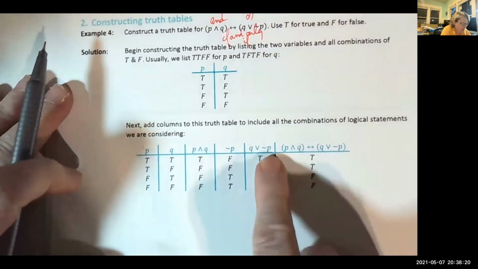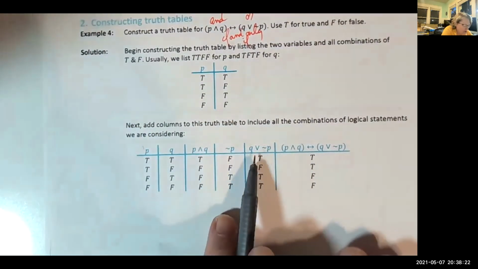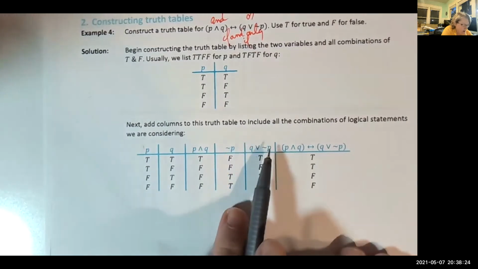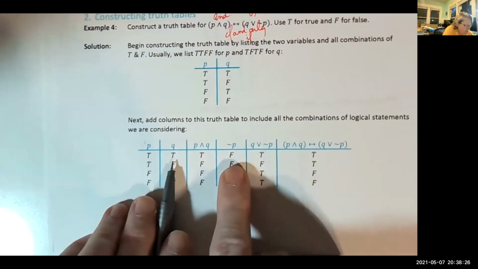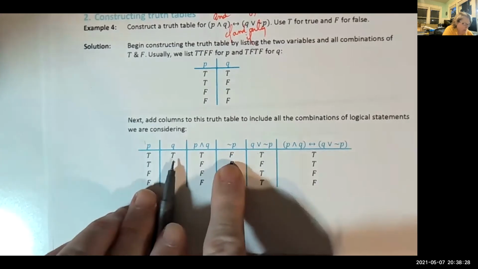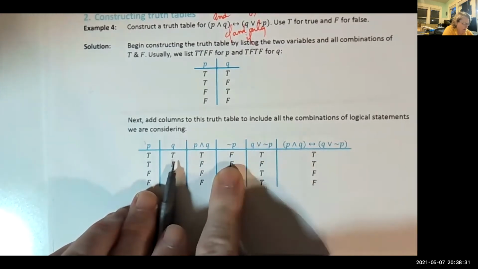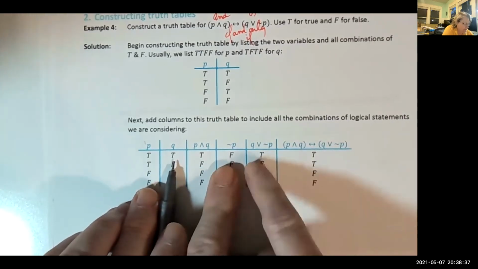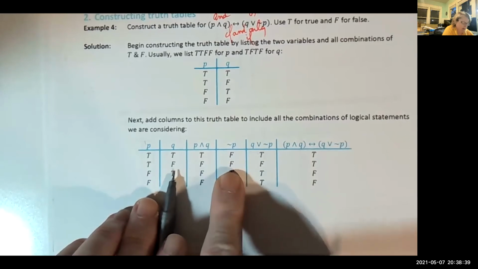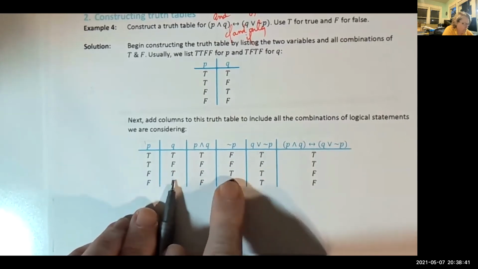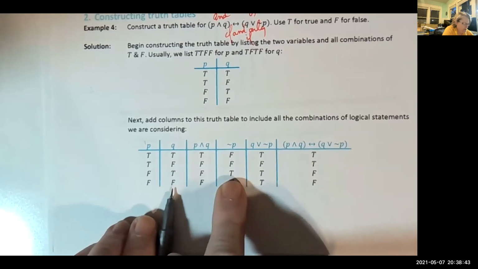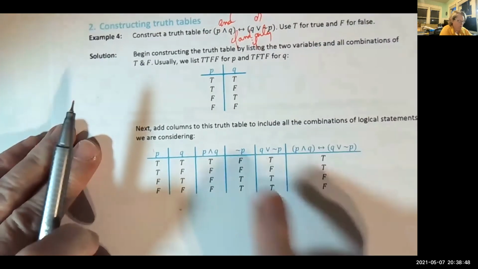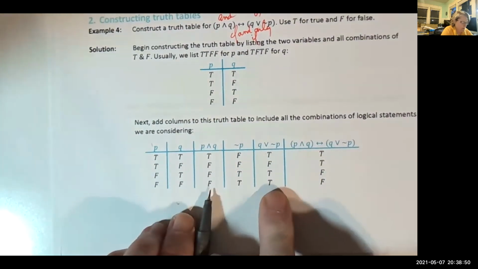Now it's easier for me to consider Q or not P. So these two columns are the ones I'm looking at. And with or, if at least one of them is true, the outcome is true. So let's see, true or false, that's true. False or false, that's false. True or true, that's true. False or true, that's true. So now we have our two columns that we're going to compare.